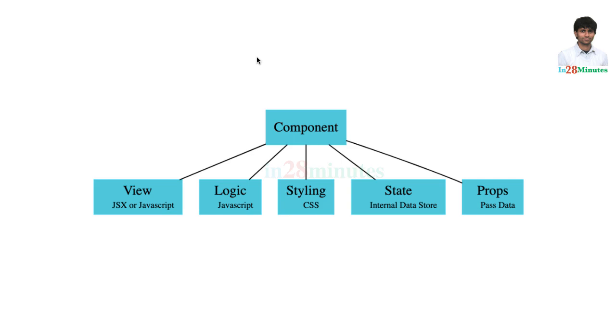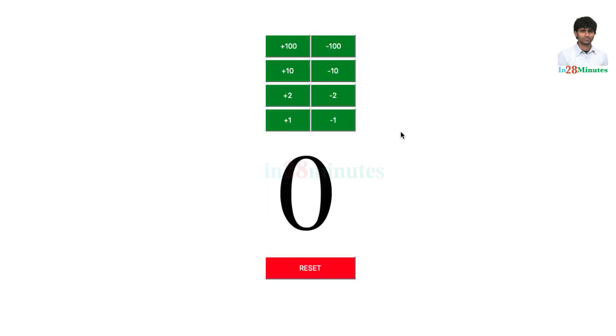And to help us understand this, what we would do is we would develop something called a counter. We'll develop a simple counter. This would be a pure front-end counter where when you press any of these buttons, the specific increment or decrement will happen. And we have a reset button at the bottom to reset the entire state.